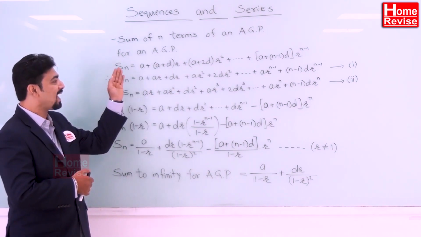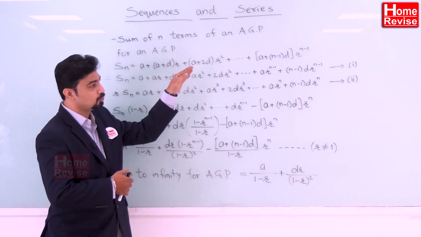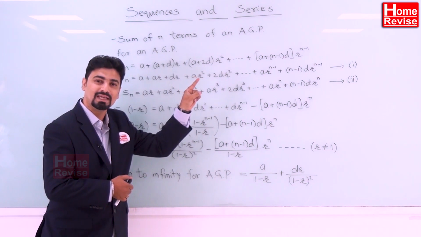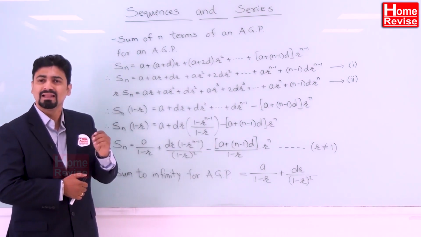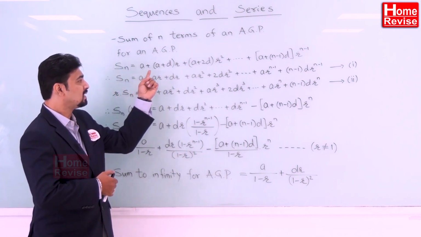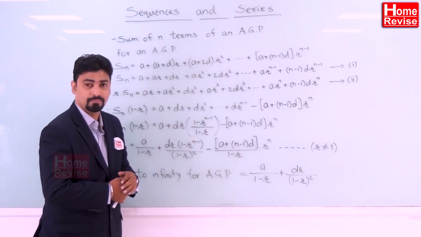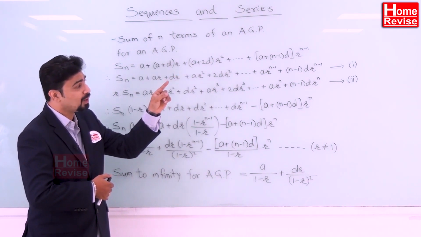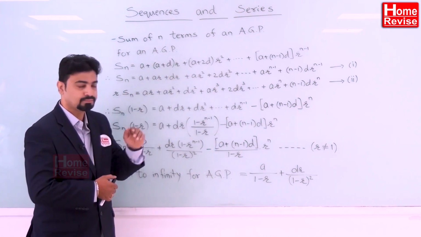So I have Sn as (a plus d) into r plus (a plus 2d) into r square plus so on till the last term (a plus (n minus 1)d) whole into r raised to n minus 1. So this was my Sn. Let me open a few brackets and make some more terms. So I can say ar plus dr plus ar square plus 2dr square, so on, the last term will be a into r raised to n minus 1 plus (n minus 1) into d into r raised to n minus 1, which is the last term. I call this equation number 1.